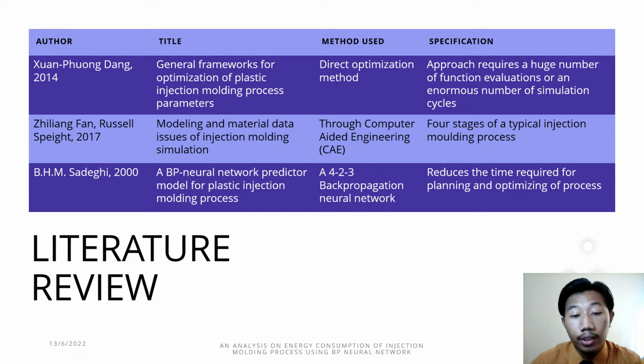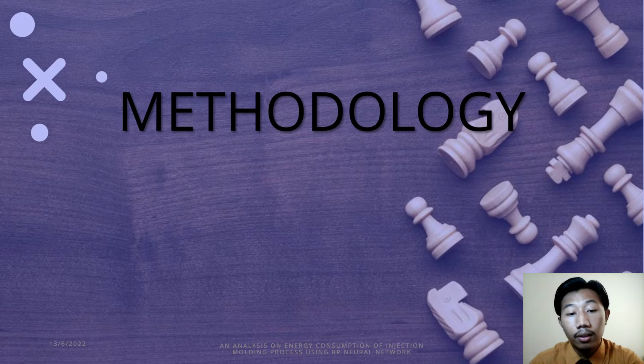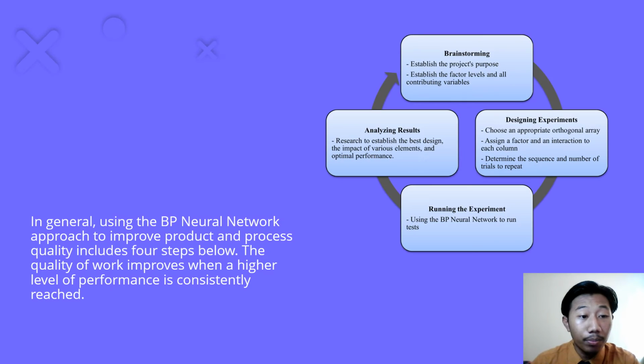So sometimes this approach focuses quickly when the optimization problem is low nonlinear. And then for the second one, for the methodology, in general, using the BP neural network approach to improve product and process quality includes 4 steps below. So the quality of work improves when a high-level performance is consistently reached.